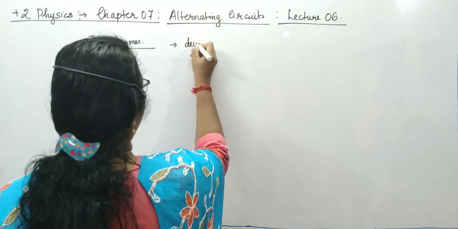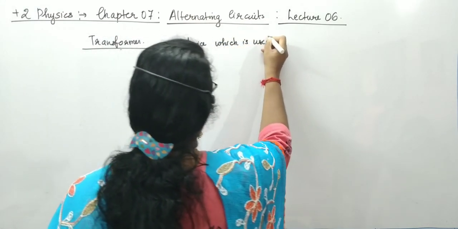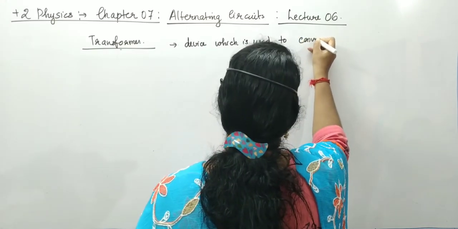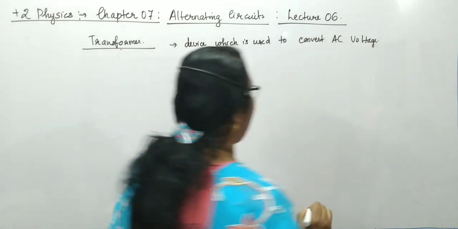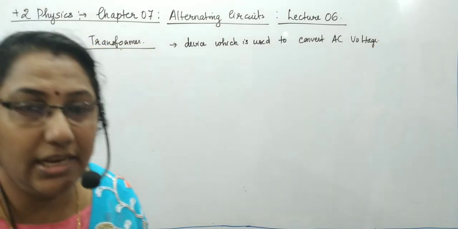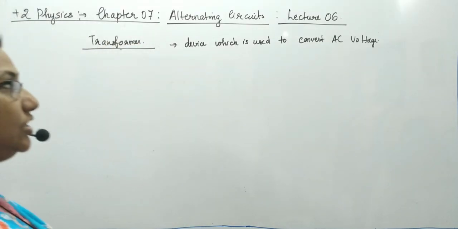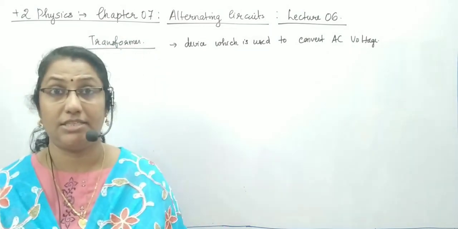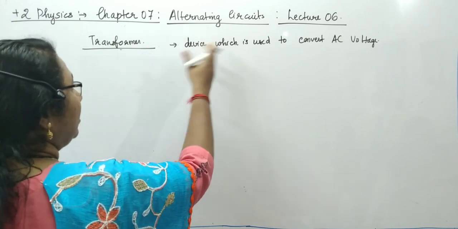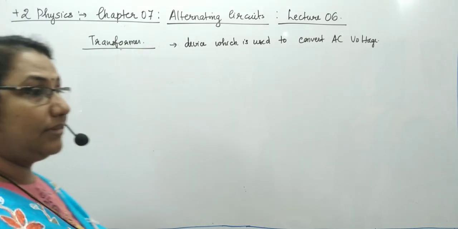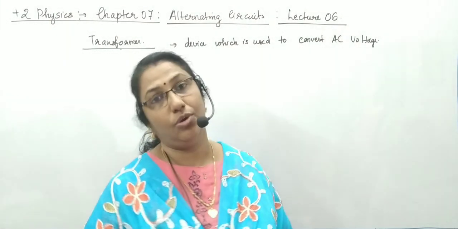It is a device which is used to convert AC voltage. The first thing we have to think is that a transformer works only in AC. It never works in DC. So a transformer is a device used to convert AC voltage, only AC voltage, not DC voltage. That is, low voltage may be converted into high voltage and high voltage may be converted into low voltage.